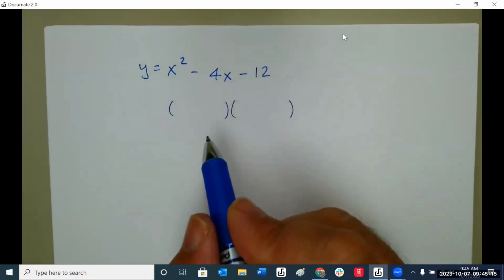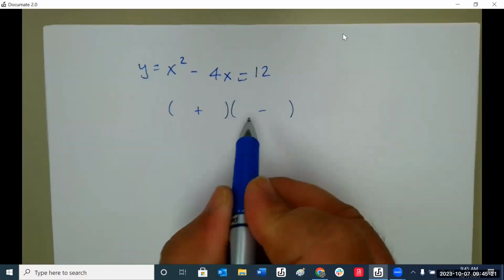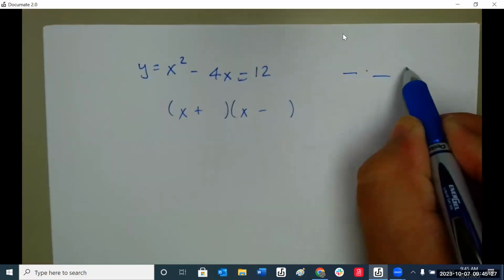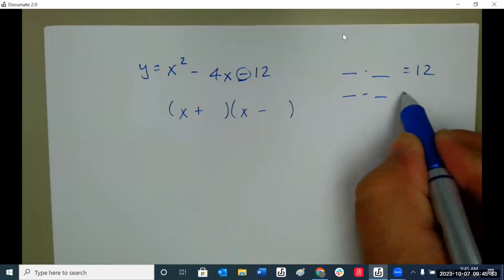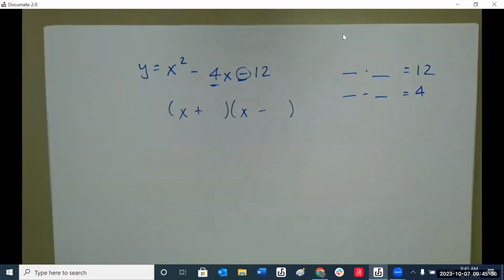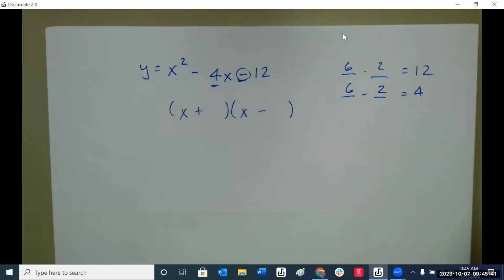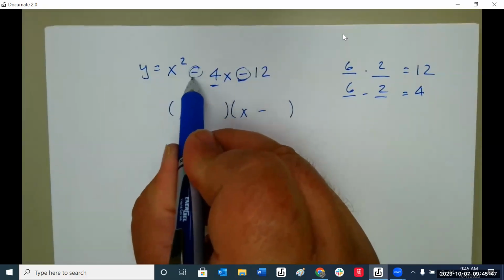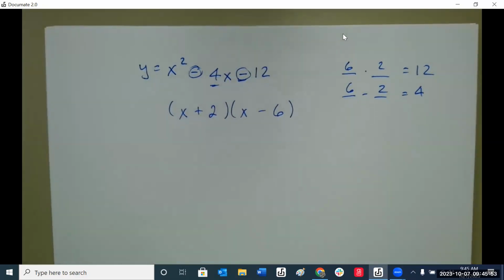So what about the signs? Very good. What goes in the first spot? So now comes the hard part. What times what equals 12 when you subtract them, it equals 4. 6 times 2, 6 minus 2. Since the signs are opposite, the bigger number gets that sign. So the 6 goes here, the 2 goes there. Okay, so that's how we factor.